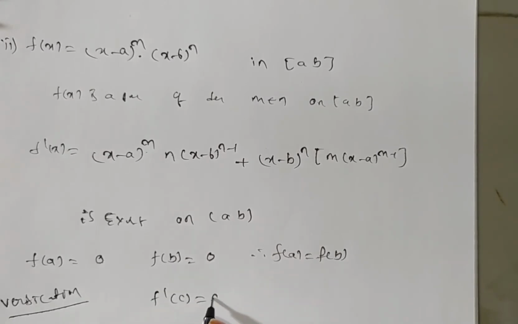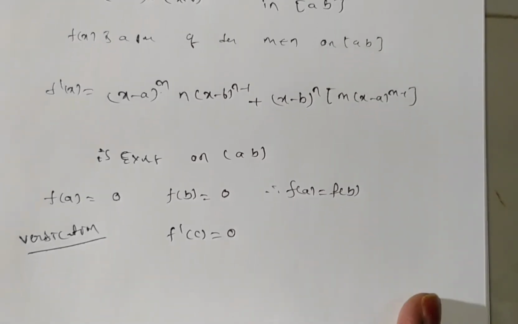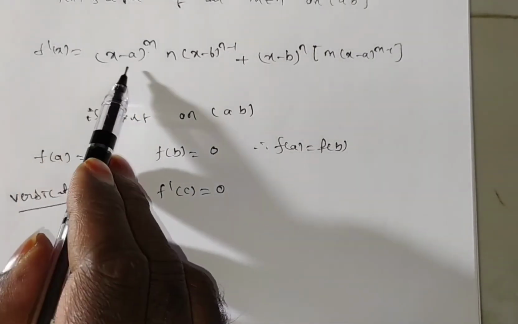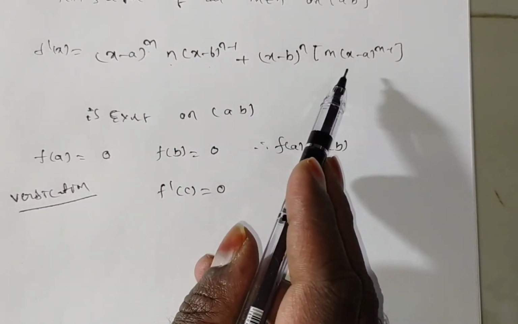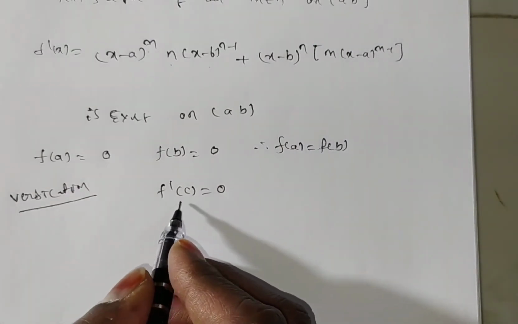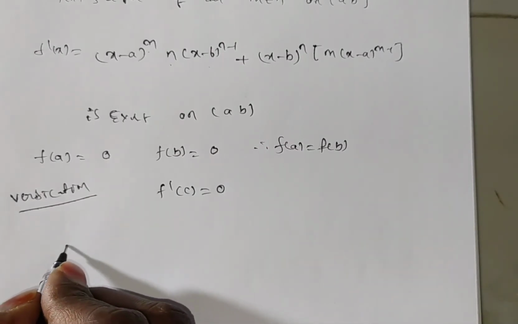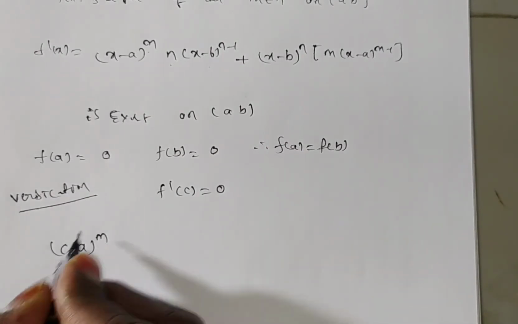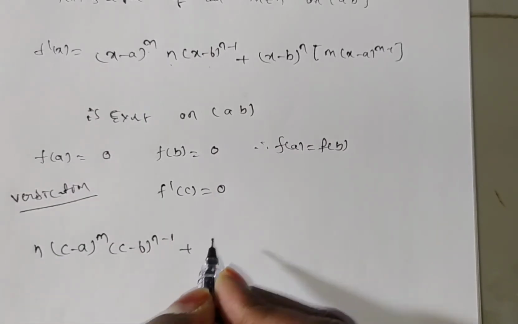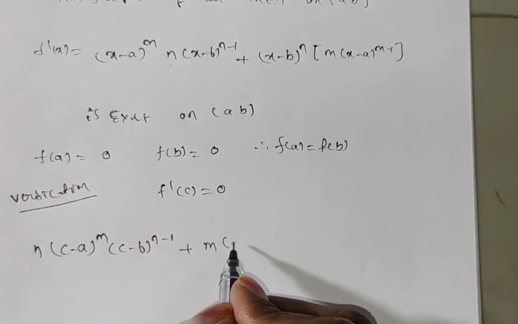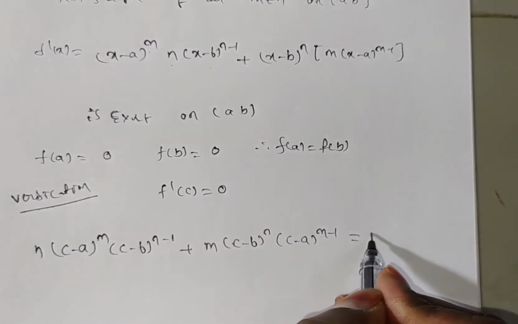For verification, first we have to take f'(c) equal to 0. Then we have to prove there exists c belonging to the open interval (a, b). So what is f'(x)? We have (x minus a) power m into n (x minus b) power n minus 1 plus (x minus b) power n into m (x minus a) power m minus 1. In place of x you put c and equate to 0, so f'(c) is equal to 0. Now (c minus a) power m, n I am writing on the left side, into (c minus b) power n minus 1, plus m I am writing on the left side, then (c minus b) power n into (c minus a) power m minus 1, is equal to 0.